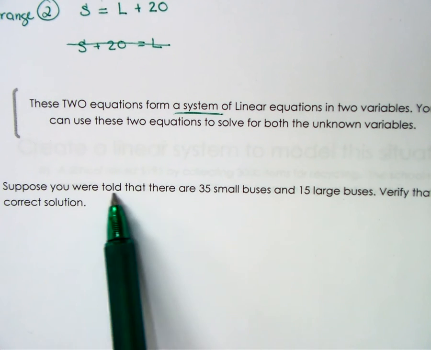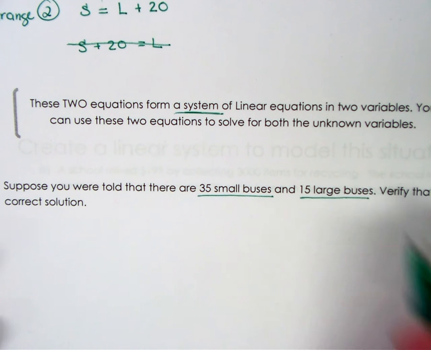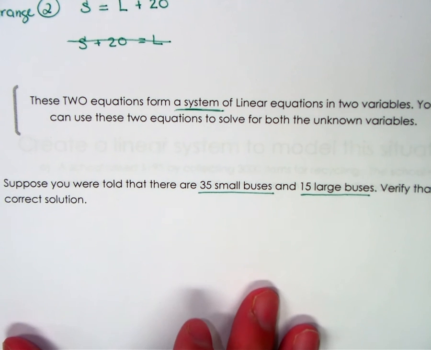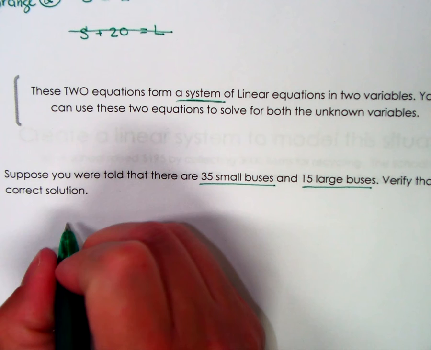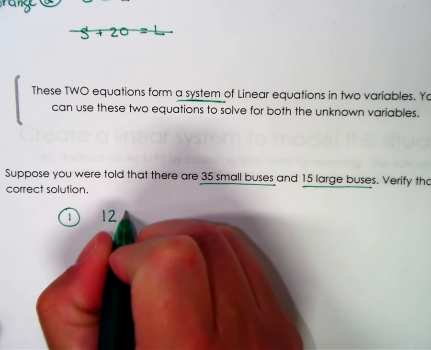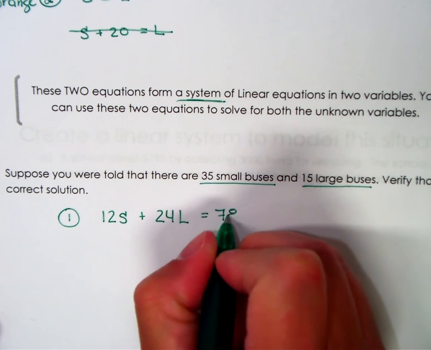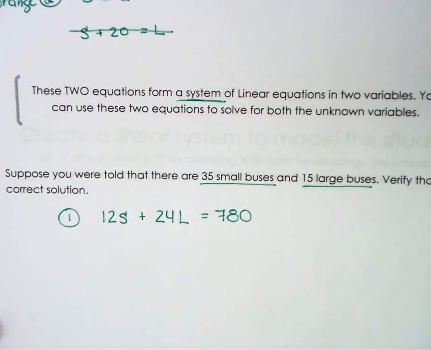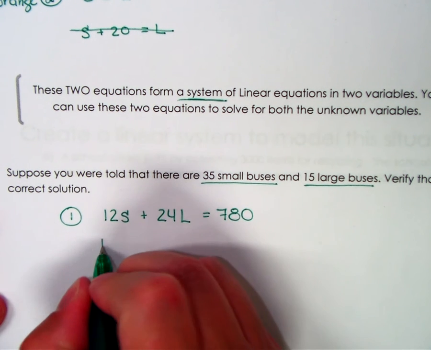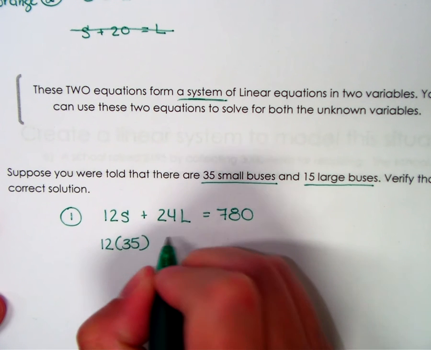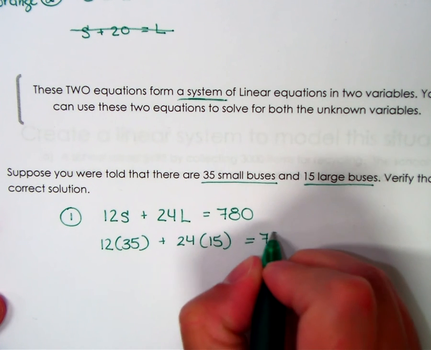Okay, so now I'm going to get you to verify if the information I've given you is correct. Suppose you were told that there are 35 small buses and 15 large buses. Verify that this is the correct solution. By verifying, it just means to put it into the equations that we made. So equation 1 was 12s plus 24l equals 780. This is the information that was given.